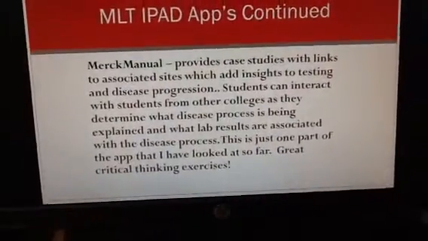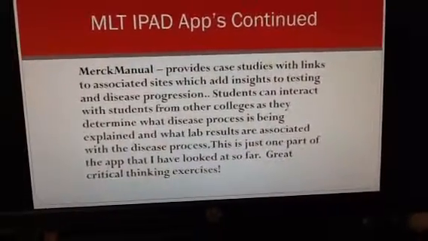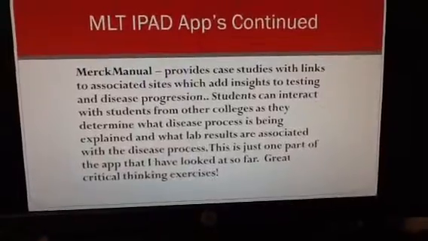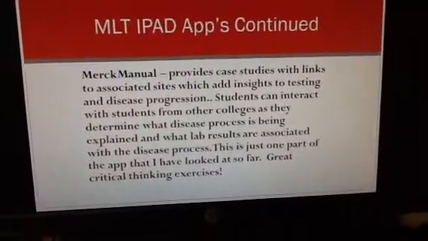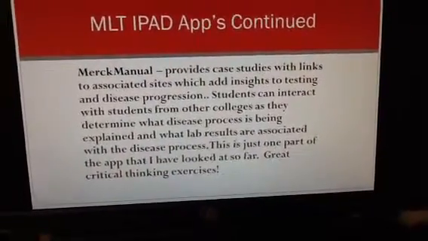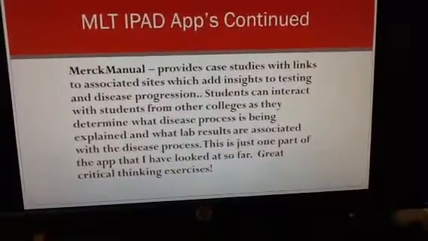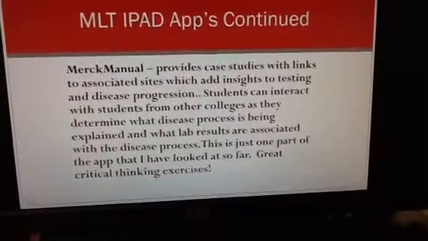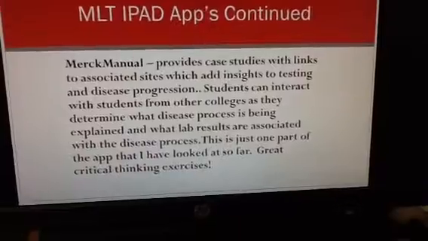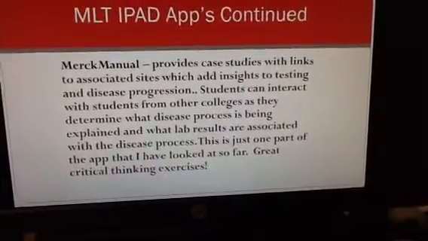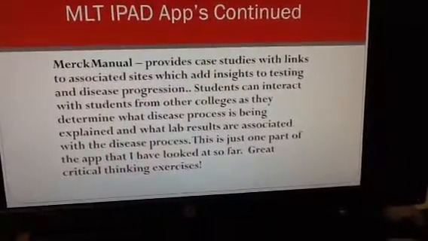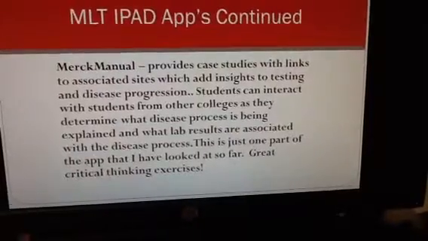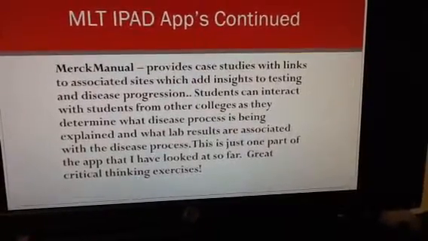Merck Manual, this is an app that I will probably use for a couple different reasons. There are case studies that really are provided for medical personnel, and there are just a huge amount of links that are provided which add insights to the testing and disease progression that we study in laboratory medicine.